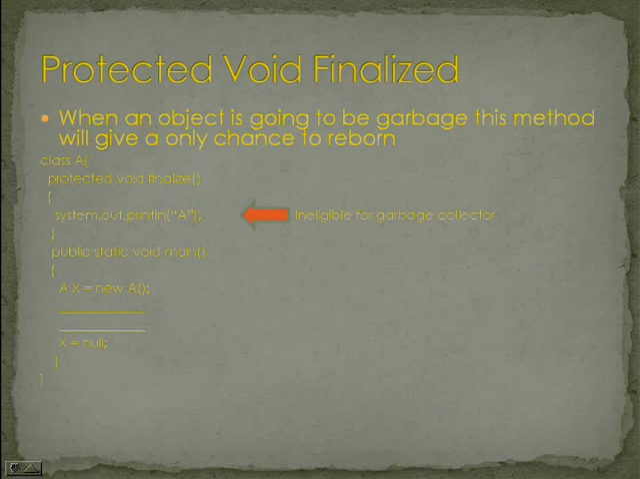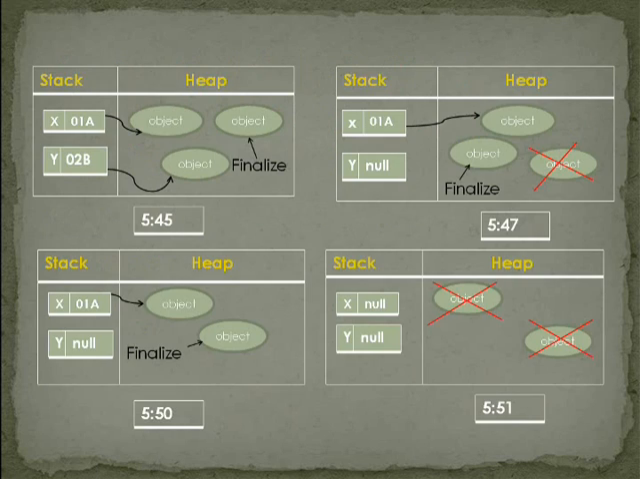Protected void finalize. When an object is going to be garbage collected, this method will give it only one chance to be reborn. For example, we can get four time segments. When we get the first time segment, this object is finalized. So that object is not going to the garbage collector though it has no reference, because the finalize method gives a chance for an object to be reborn.